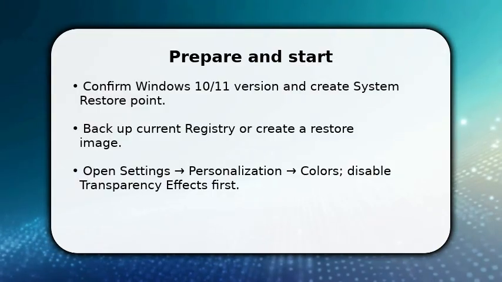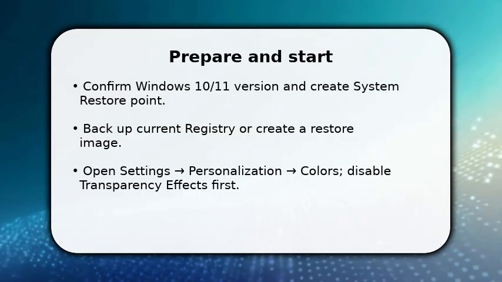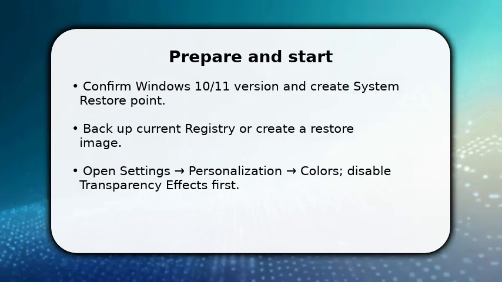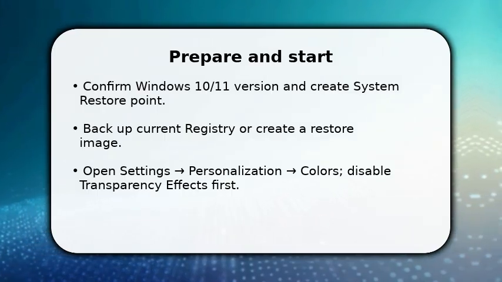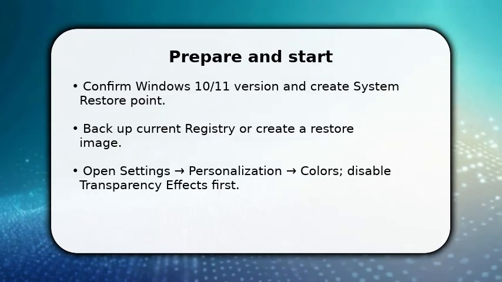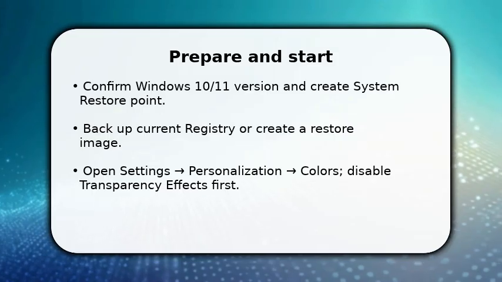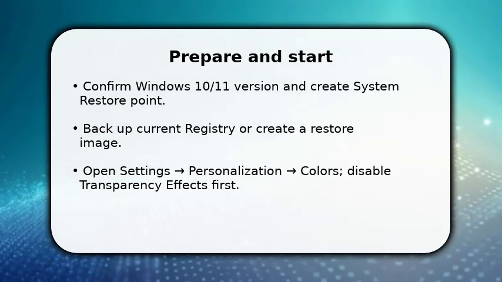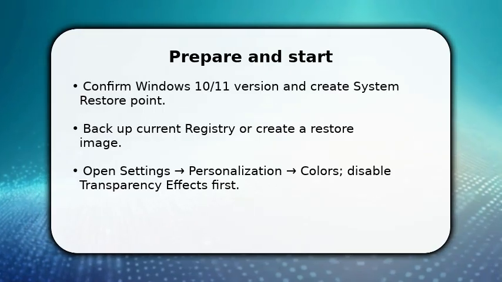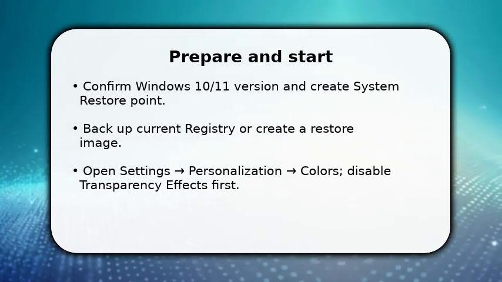You'll begin by confirming your Windows version and creating a system restore point so you can revert if needed. Once done, back up the registry or an image to be safe. This avoids permanent issues. Next, open Settings, go to Personalization, then Colors, and temporarily disable transparency effects. This first step ensures changes apply cleanly and prevents visual glitches.